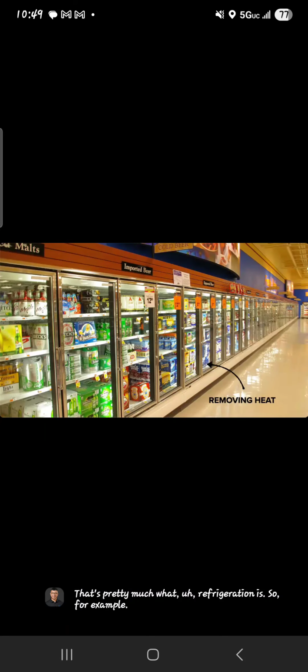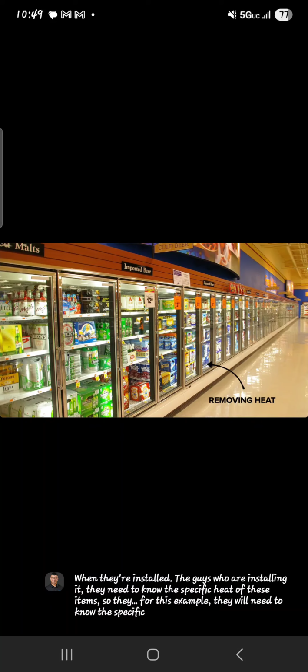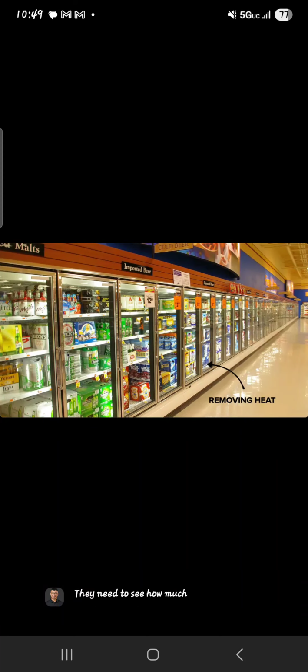So for example, when you're at a convenience store or a Walmart or ShopRite and you see these banks of refrigeration, the guys who are installing it need to know the specific heat of these items. For this example, they will need to know the specific heat of alcohol. They need to see how much alcohol they're trying to remove the heat from. You also have to think about it, for example, if you were to add ice cream here, it won't be efficient because ice cream has a lower specific heat. So you need it colder, removing more heat, to be able to keep it at a comfortable temperature.